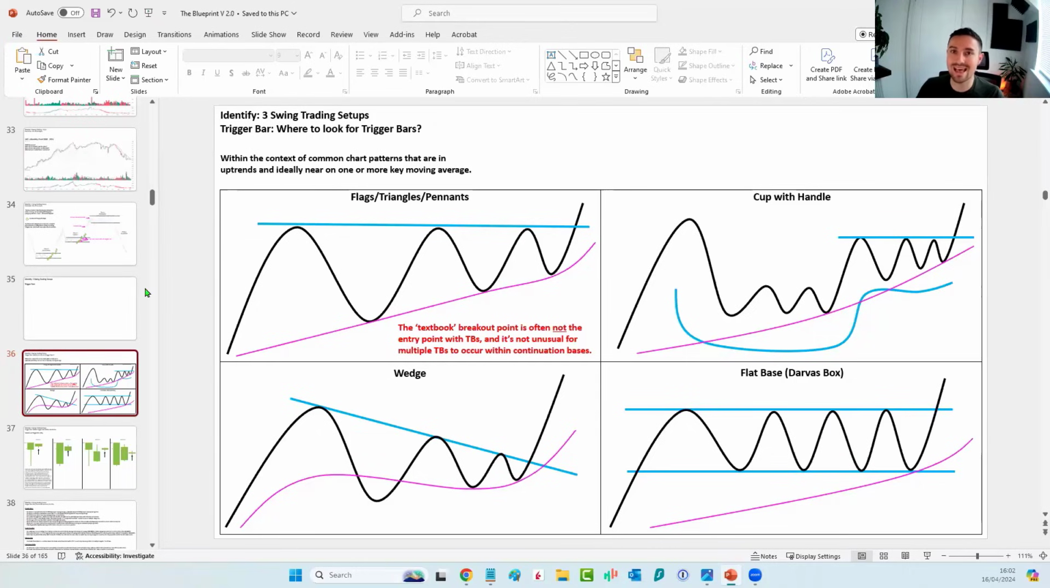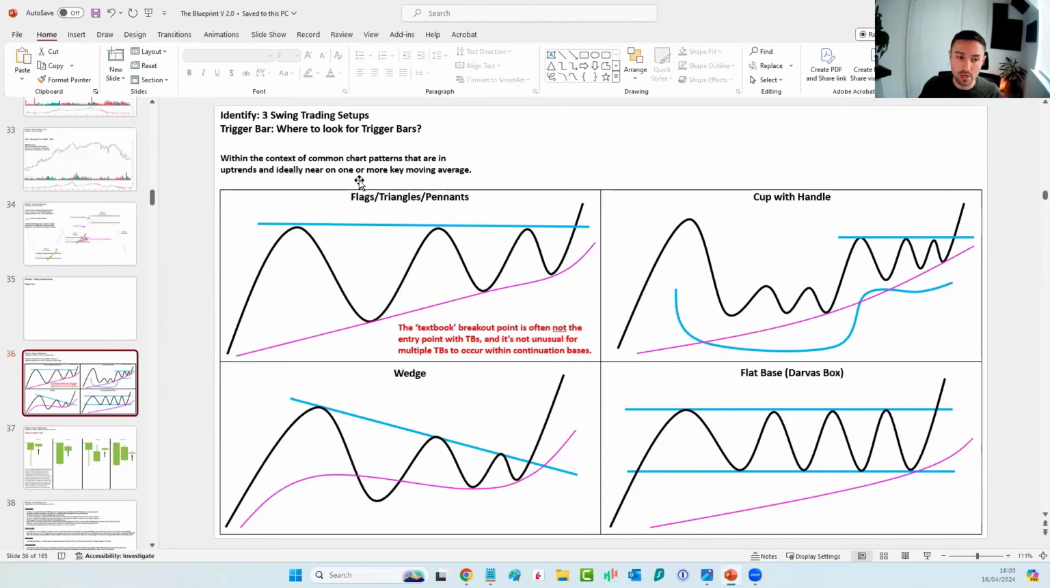Just basics. Where are we actually looking for trigger bars? We'll come on to what trigger bars look like on the next slide. Within the context of common chart patterns that are in uptrends and ideally near one or more key moving averages. The key moving averages where I'm going to be looking for trigger bars, shakeout demand tails, and gap down reverse bars are the 10-day EMAs, 21-day EMAs, and 50-day simple moving averages. So it can be around one or more of those. Sometimes you can get a nice clustering of the 10-day and the 21-day, and sometimes of all three, including the 50-day.